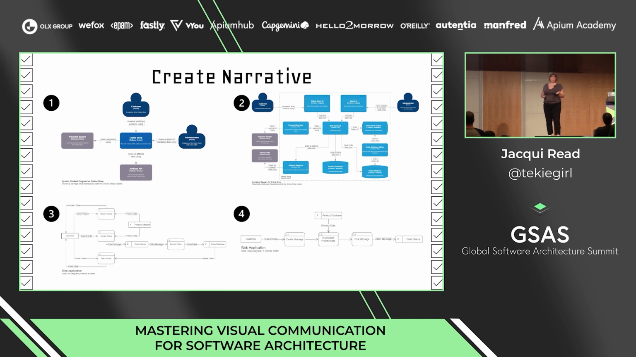So we start from the context, number one. You can go down a level into the containers. And then here's the bit we actually wanted to talk about, the data flow. But we've given that context. We've got people interested in a diagram, which can be hard to do.